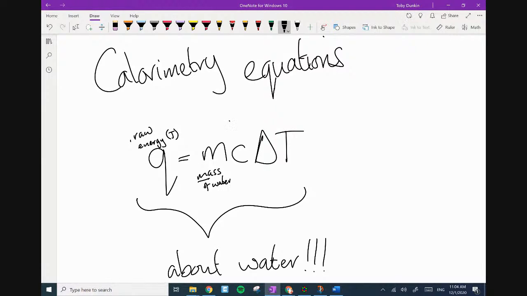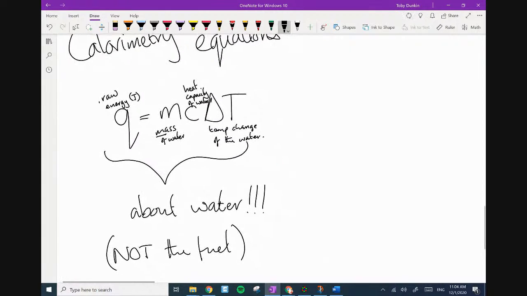Next, C is the heat capacity of water. Delta T is the temperature change of the water. This equation's super important.